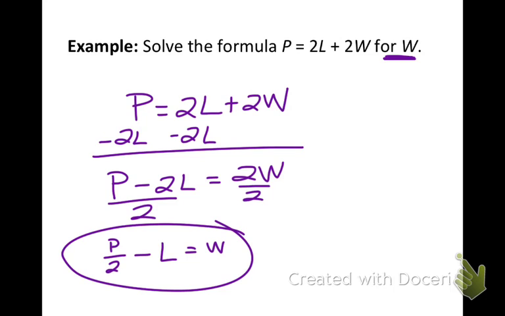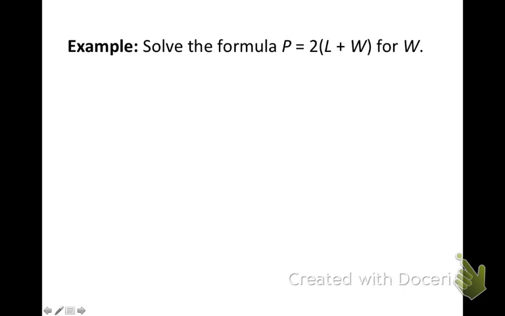So now let's re-look at this problem in a little bit different of a way. So let's rewrite it as P equals 2 parentheses L plus W. And again, we're going to solve for W. If you distribute this, where would it take us back to? The same problem we just had, right? So what is it called? I'm just going to write this above.